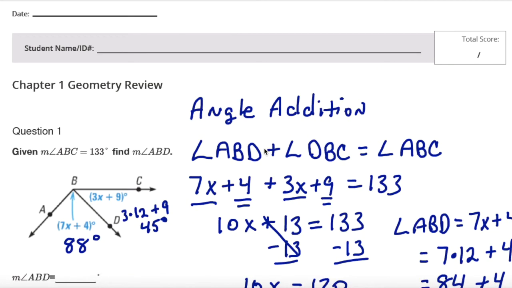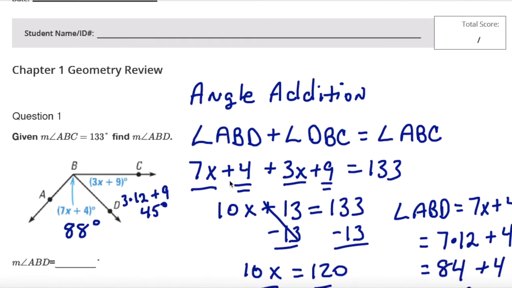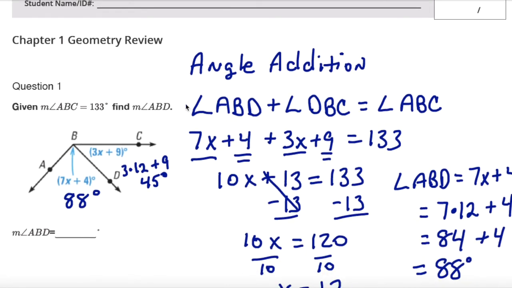Everybody, we're going to do a review of the Geometry Chapter 1 review that I've already filled out and given you all the answers. Question number 1, give you algebra expressions for these angles. It's an angle addition problem. The small angle, angle ABD plus angle DBC is equal to the complete angle ABC. We've just substituted and solved.